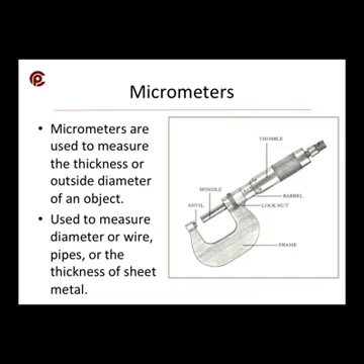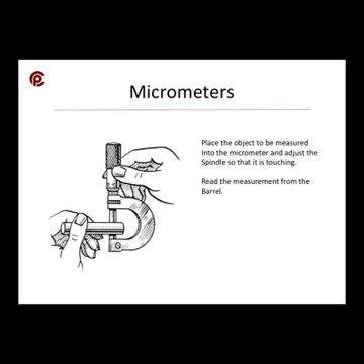Micrometers are also another tool of measurement. They're used to measure the thickness or outside diameter of an object, such as wire, pipes, or the thickness of a piece of sheet metal. You'll notice there are a number of parts on the micrometer. You have a thimble that slips over the barrel. You have a lock nut. You have a spindle and an anvil, as well as the frame. Place the object to be measured into the micrometer and adjust the spindle so that it is touching. Read the measurement from the barrel.